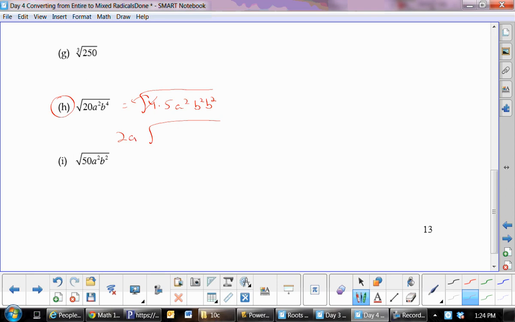And the b squared comes out to become a b, and the other is a b. So there should be just a 5 inside. Now, it's not totally right, because what is that b times b outside? So the final answer would be 2ab square root 5.